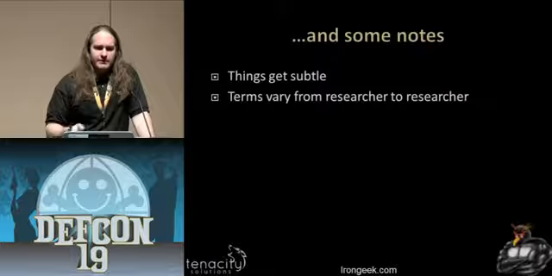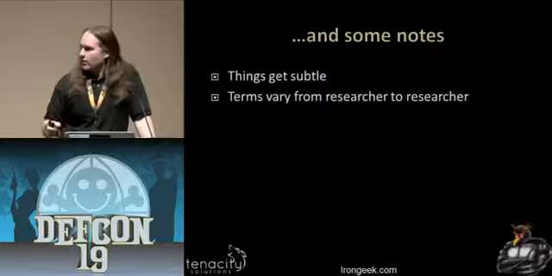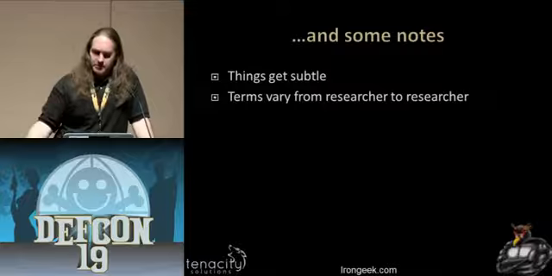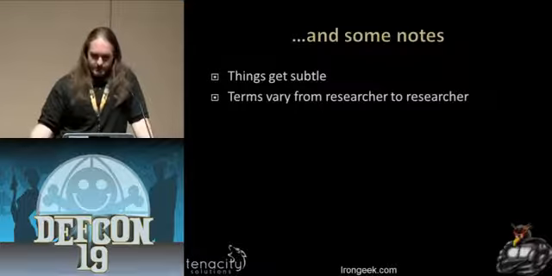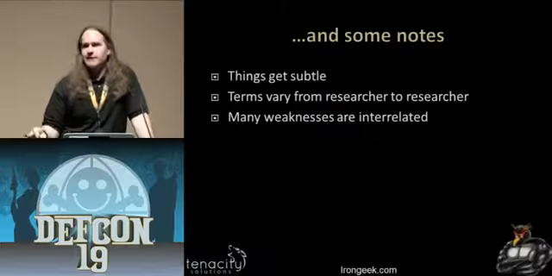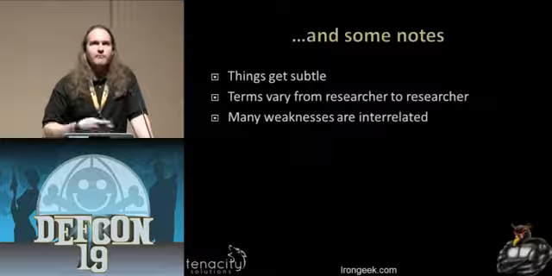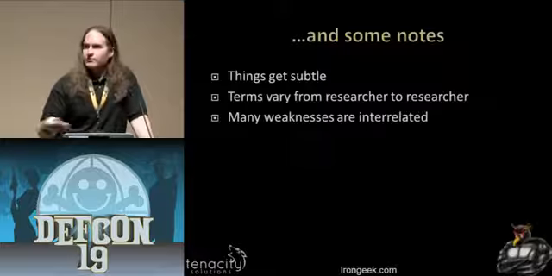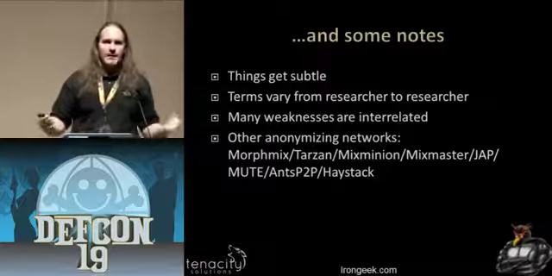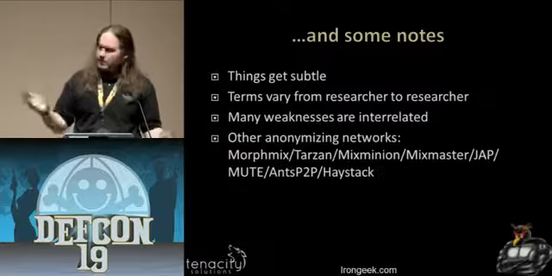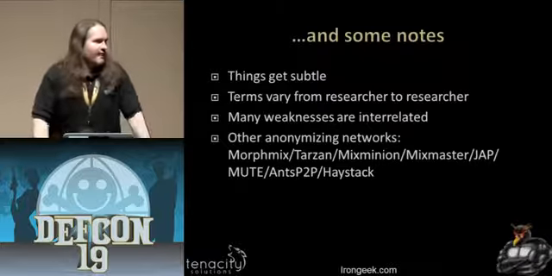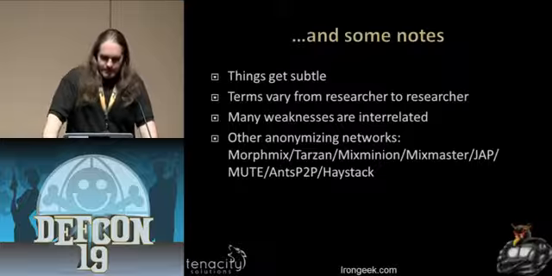But a lot of literature out there is very academically oriented, and I'm going to try to make this talk begin in such a way that it helps people understand that academic research without necessarily having to read 20 papers on the subject. There's a lot of weaknesses that are interrelated. Sybil attacks, for instance, can be used to help augment attacks like traffic correlation. And like I said, there's a lot of other darknets out there besides Tor and I2P. The ones you see up there on the screen are just to name a few. But Tor seems to have gotten most of the ground, and I2P is sort of a runner-up.